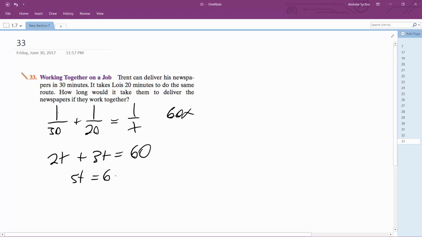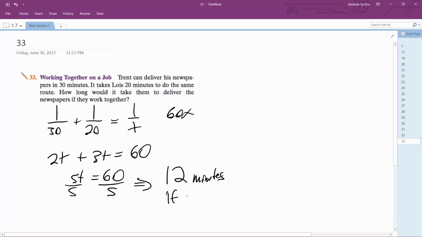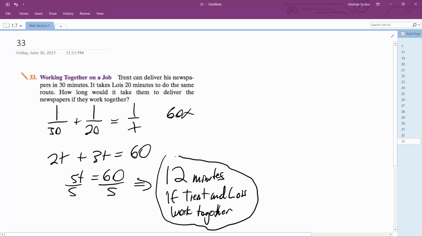5t is equal to 60. 60 divided by 5 is equal to 12. 12 minutes. If Trent and Lois work together, teamwork counts. All right, it's 12 minutes. That's the answer. There you go.